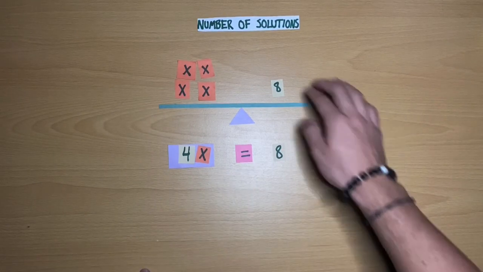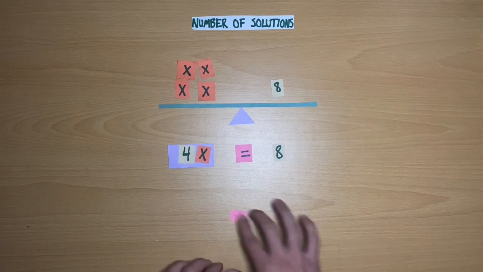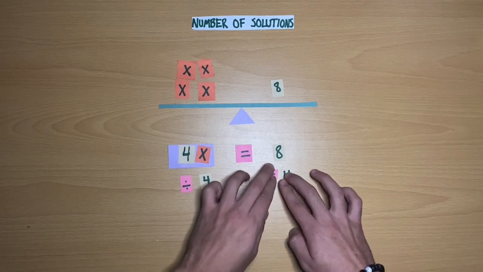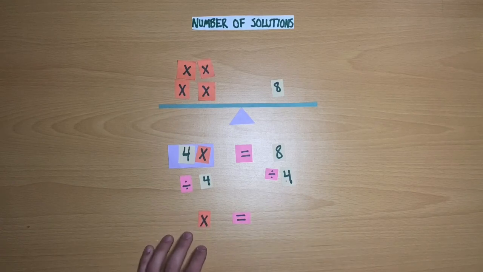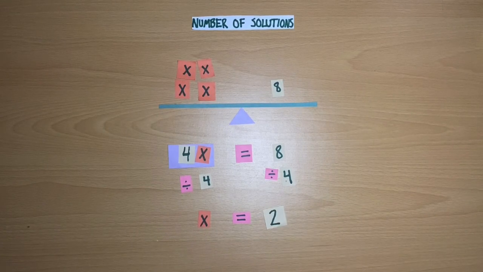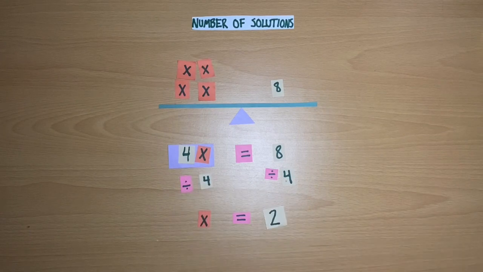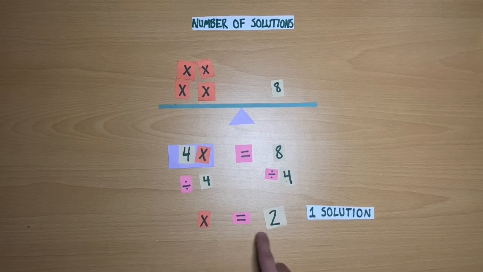And based off of the previous videos, we can already solve this. We just divide both sides by 4 to get x all by itself, which means we're going to get x equals 2. And this is what we've seen all along. So at this point, there's only one solution. x can only equal 2.